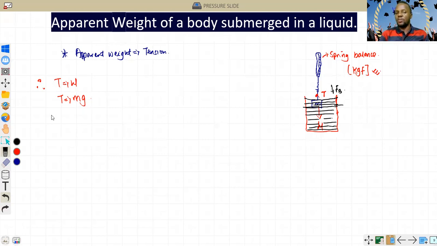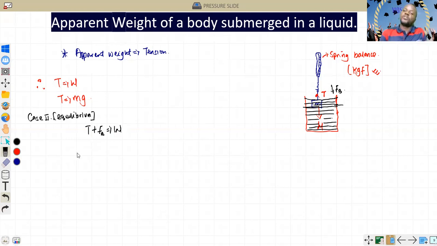Now, the total force acting for case 2. Let's write this as case 2. For equilibrium to set in now, just like what we did in case 1, we say the upward force must be equal to the downward force. The upward forces here are two: the tension and the buoyant force. So we have tension plus the buoyant force, FB, must be equal to the weight, which is acting downward.